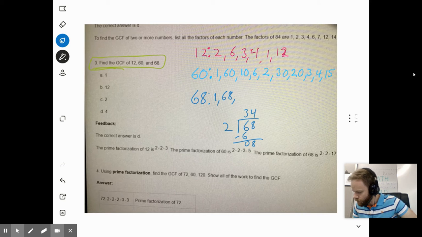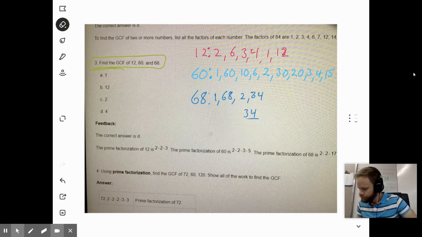So 2 and 34. Because I know my math facts pretty well, I know that it's not divisible by 12. I can also tell it's not divisible by 10, like we talked about. It is divisible by 2.